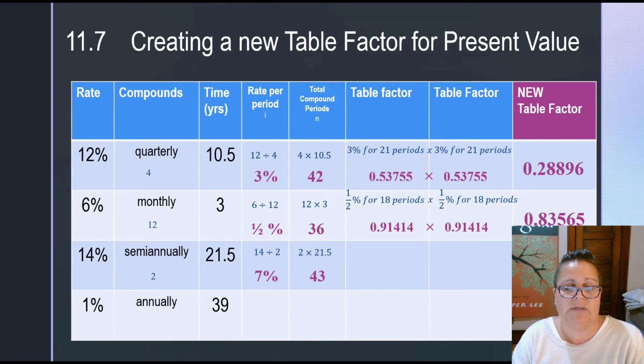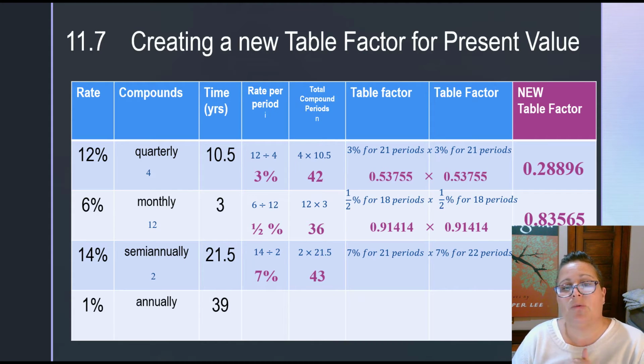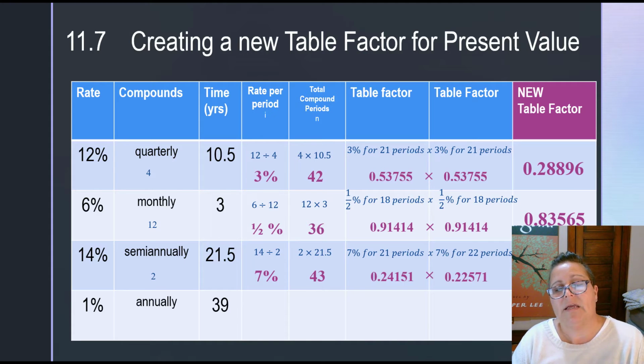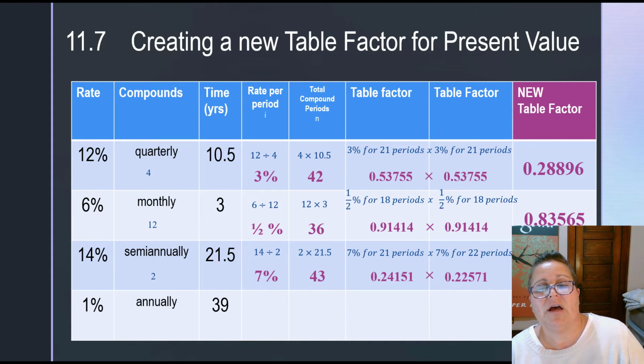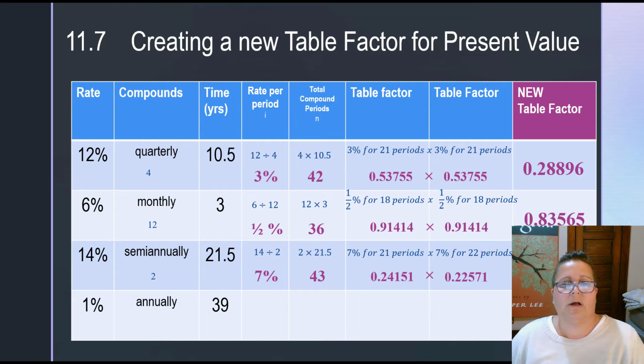You could do 20 and 23, but there's a 3-period gap there. And the procedure according to the book says that you should do the two numbers that are closest together. So I'm going to do 21 and 22 because they're only 1 period apart. So I'm going to look up 7% for 21 periods and 7% for 22 periods. That's a 0.24151 and a 0.22571. This gives me a brand new table factor of 0.05451. I think that's right.